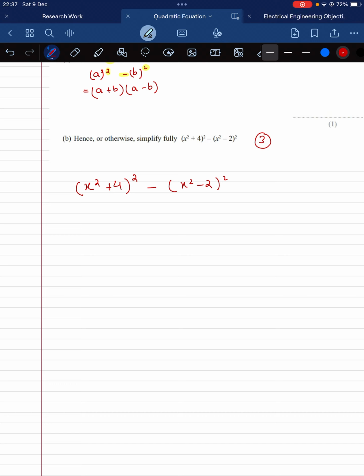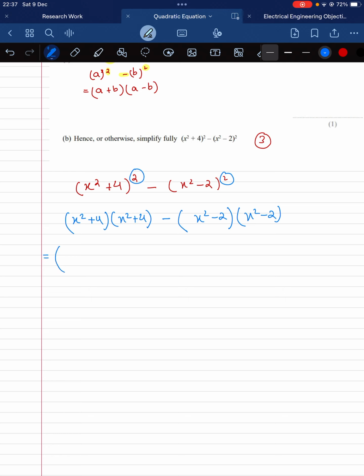Okay, so what we need to do is write (x² + 4) two times, because it has the power of 2, that's why we have written it like this. Then we can also write (x² − 2) and (x² − 2), because it also has the power of 2. Now we just need to open the brackets and multiply.